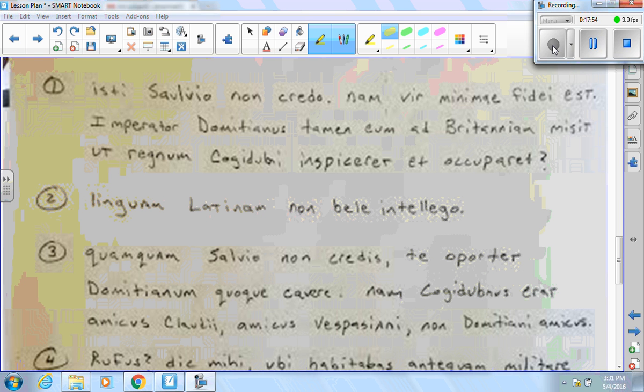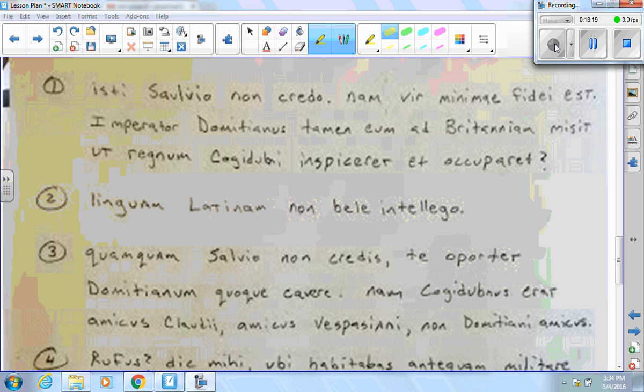However, the Emperor Domitian sent him to Britain so that he could look at the kingdom of Cogidubnus and take it over? Really? That was Agricola. I do not understand the Latin language well. That should be bene, not belle. That was Winkins, the slave that was in the army.